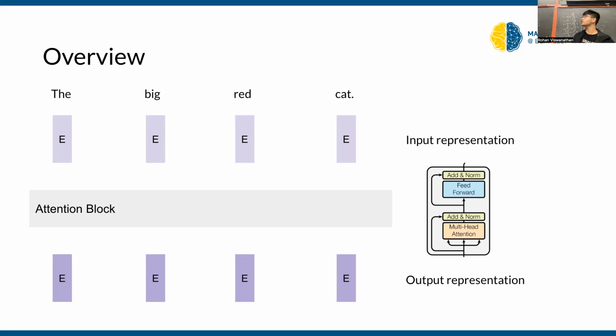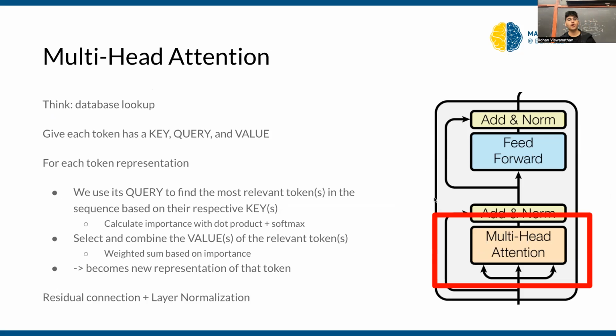And that parallelization is really what brings out the merits of a transformer as opposed to other representations. So yeah, each token has a key, query, and value, like we talked about. For each token representation, we use its query to find the most relevant tokens in the sequence based on their respective keys. And this is focusing in on what the multi-head attention block is.